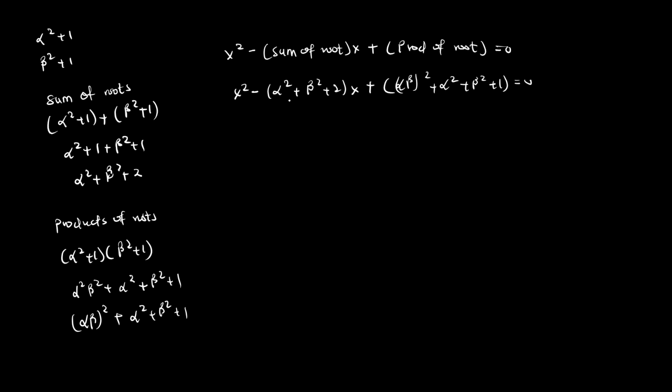Actually, we can just derive this. So we know that the sum of roots is alpha square plus beta square plus 2. And we know that alpha square plus beta square, let me just get to my main screen so that we can continue from there. But remember, say we have the sum of roots to be alpha square plus beta square plus 2, and then the product of roots is alpha beta all square plus alpha square plus beta square plus 1. So back to my screen.